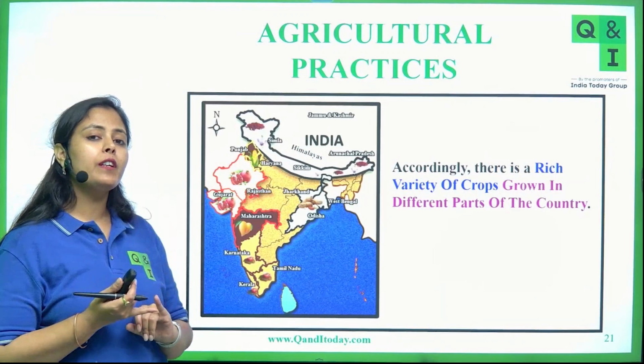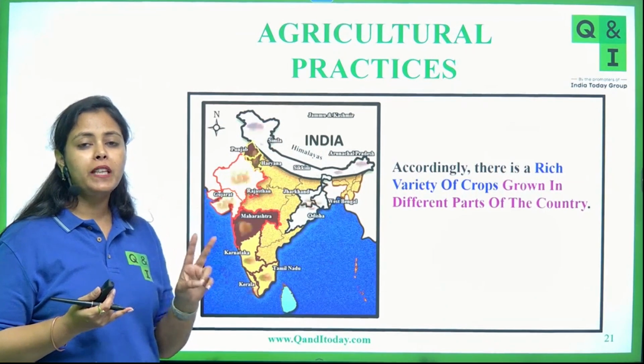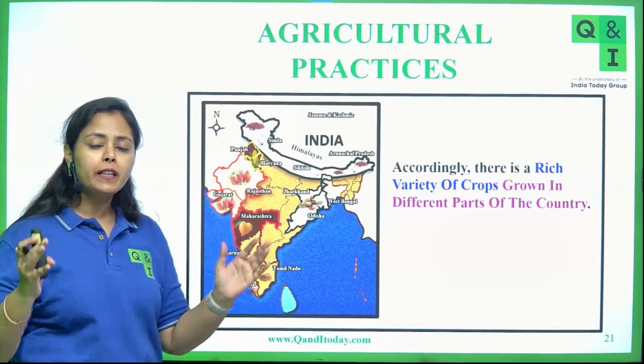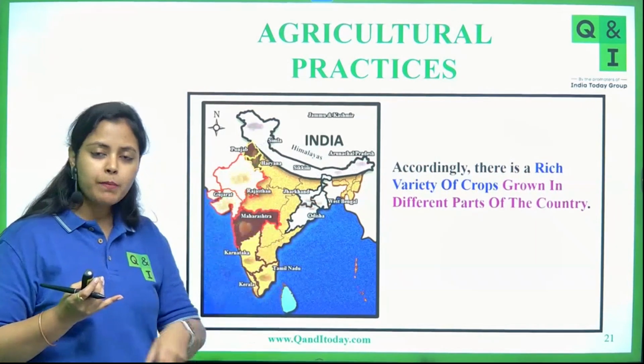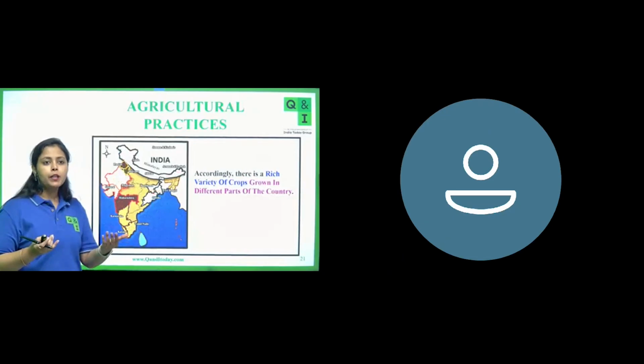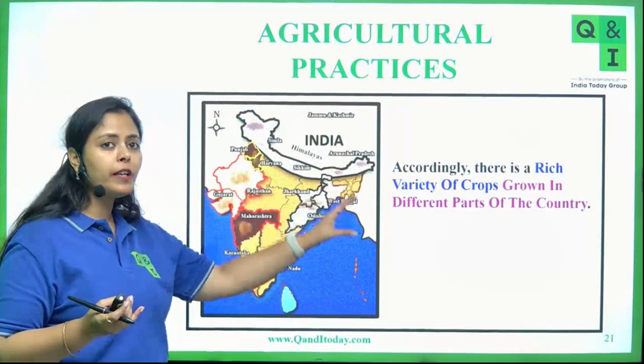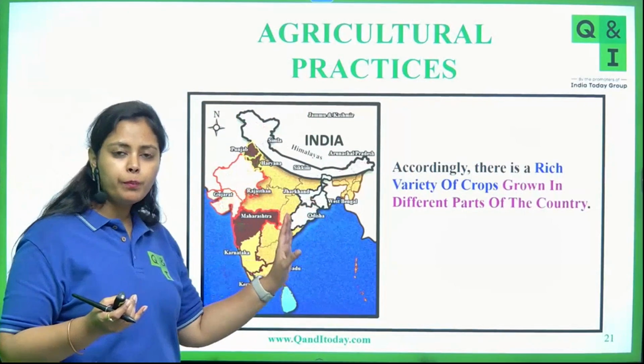So what have we understood? That the temperature, humidity, and rainfall vary in different parts of the country. This leads to change in climate in different parts of the country. And according to the climate, you have different crops grown in different parts of the country.